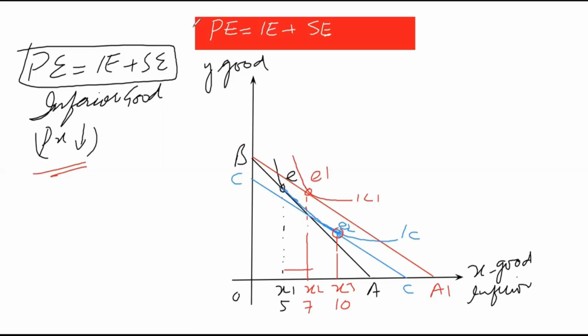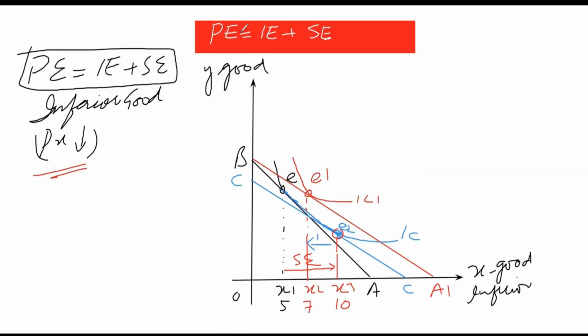Okay, in this situation the substitution effect is from X1 to X3. Again, I will reinforce the same thing: when two lines are crossing each other, the equilibrium at these two lines would be the substitution effect. So lines BA and CC are intersecting each other, so equilibrium E and E2 are the substitution effects.